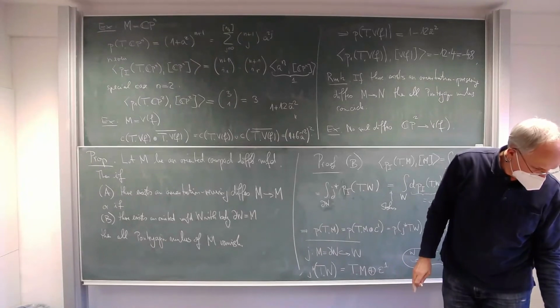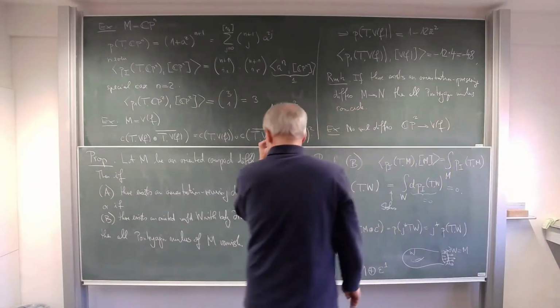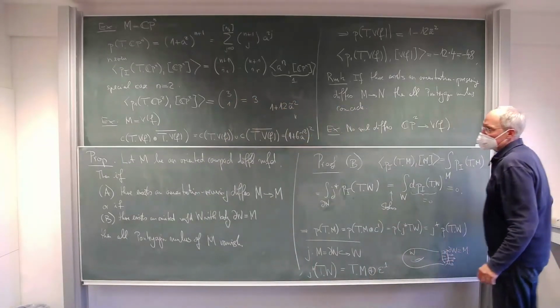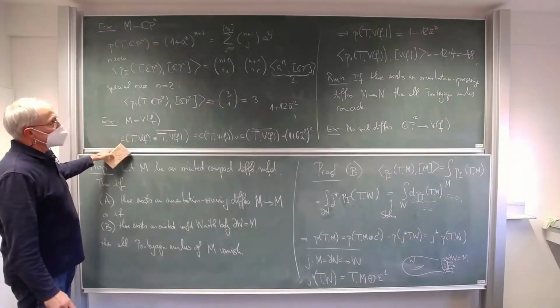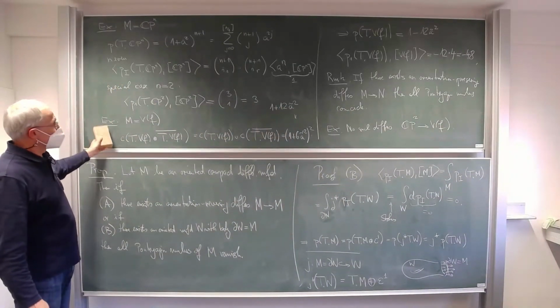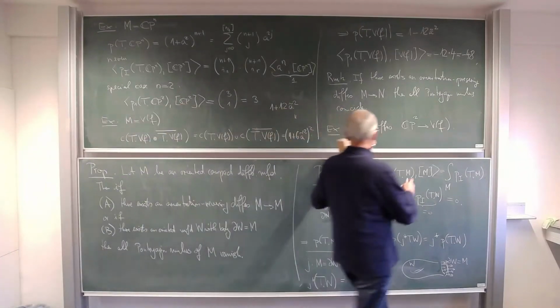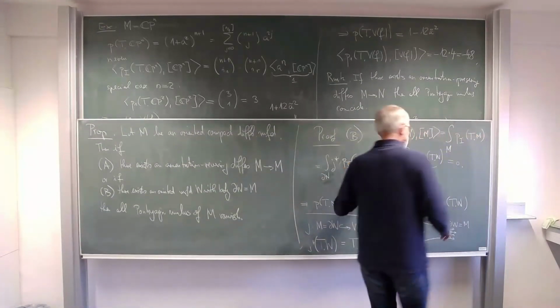So in our examples, let's see what this tells us. We have computed the Pontryagin numbers of CPN as well as of the Fermi surface. So let's see what this proposition now tells us. So maybe I can erase this proof, right?